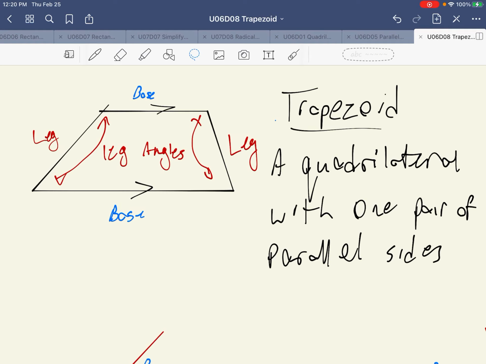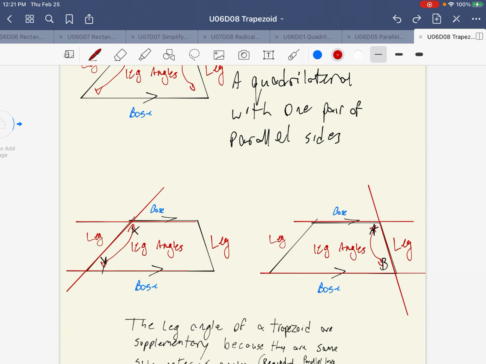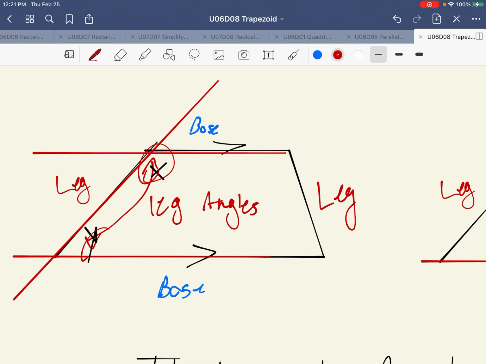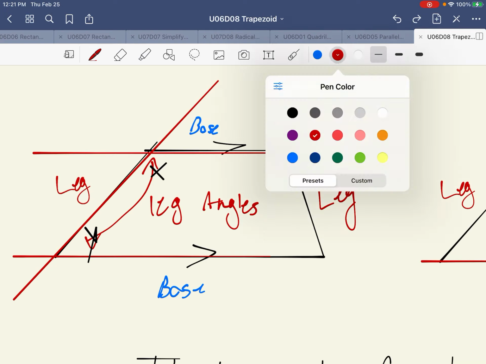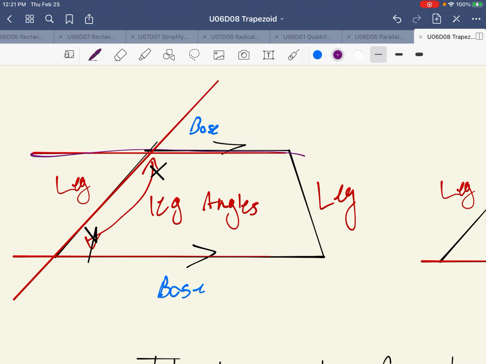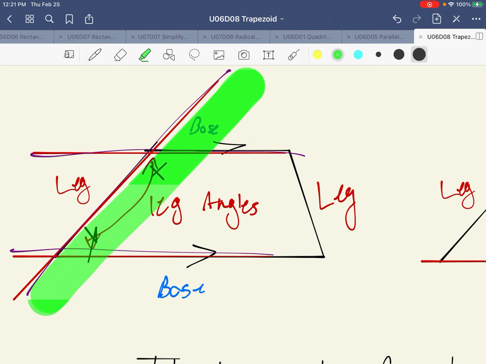Now, an interesting property is that the leg angles, meaning the two angles that are formed on one leg, are actually supplementary. So these angles are actually supplementary, and so are these. We're just going to prove that right now. So in this example, we're going to call this angle x and this angle y, and because the bases are parallel, we see our usual image for two parallel lines that have been intersected by a transversal. And these angles are on the same side of the transversal, and they are on the interior. So these are same side interior angles, just like they would be in a parallelogram.